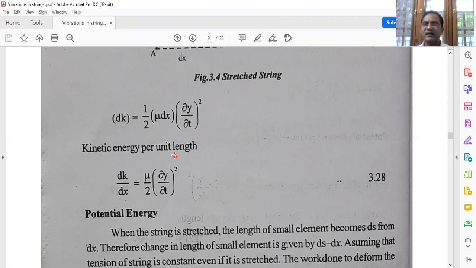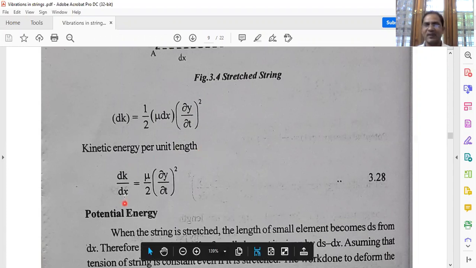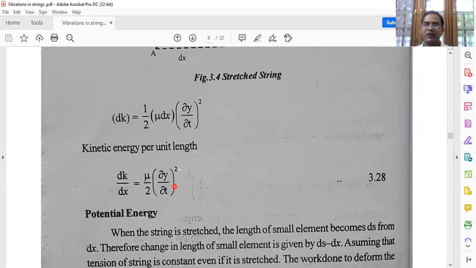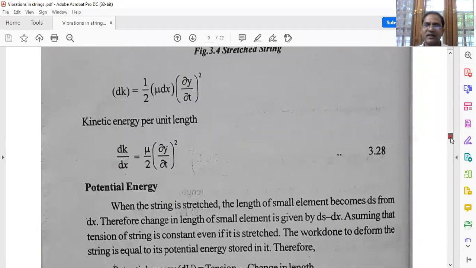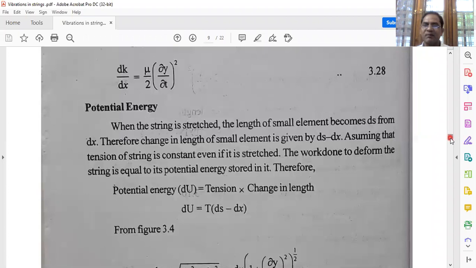So then kinetic energy per unit length, equal to dK by dx. Dividing by dx, writing this side, mu by 2 into dou y by dou t whole square. So this is the kinetic energy per unit length. Similarly, let us derive the expression for potential energy per unit length.